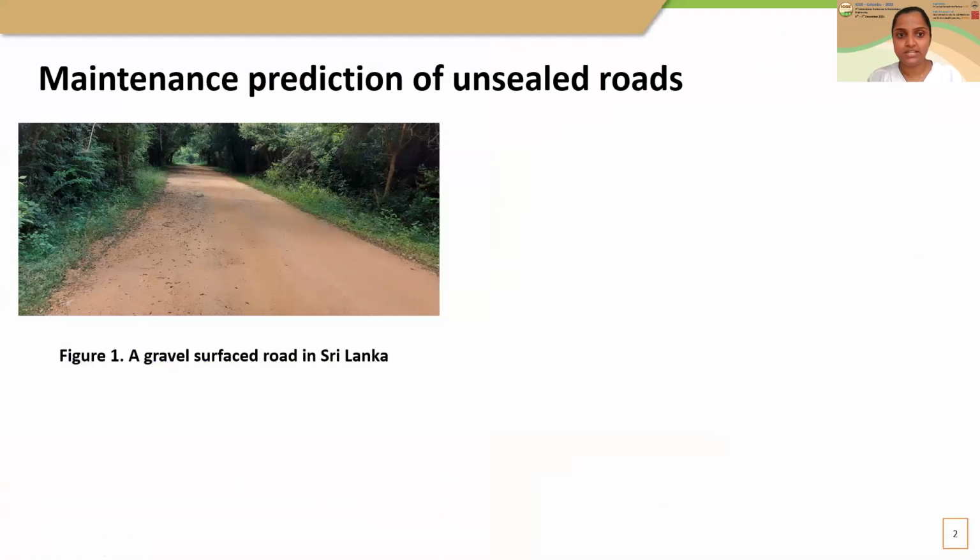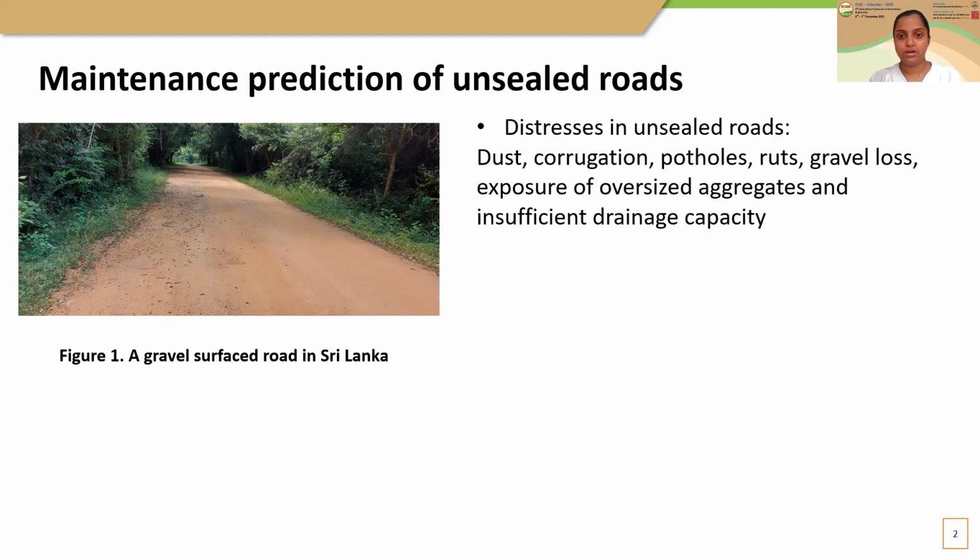Maintenance prediction of unsealed roads. It is obvious that maintenance prediction of unsealed roads is quite different from sealed roads. It is sometimes more complex than for sealed roads, because unsealed roads are very sensitive to operating conditions and environmental factors. They undergo different distresses, and some of them are dust, corrugations, potholes, ruts, gravel loss, and there are so many others.